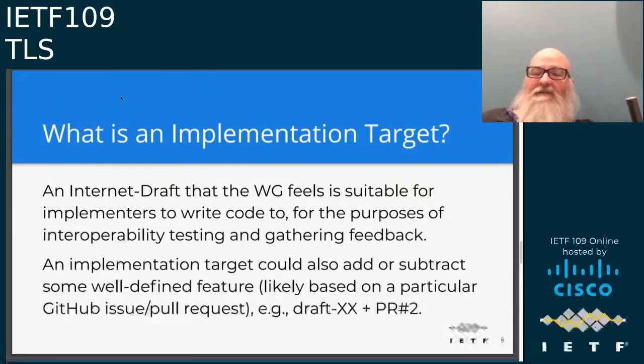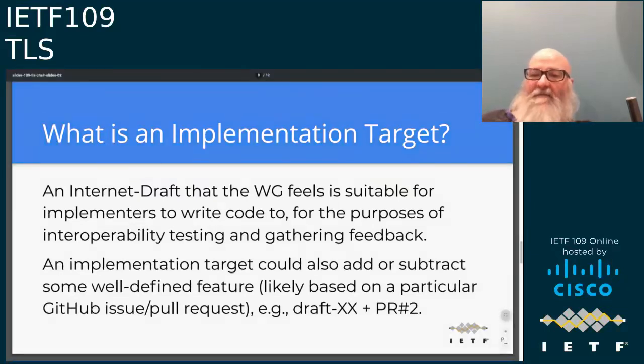The goal is that we always try to get a draft and go towards implementing that. But if we ever got into a special case where we wanted to add some functionality or take some away, we could do that with the PR mechanisms that we have in GitHub. Next slide.